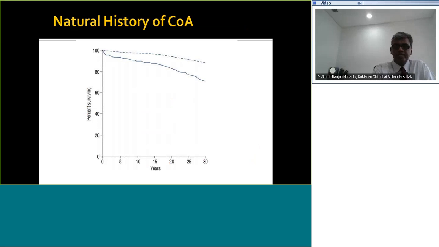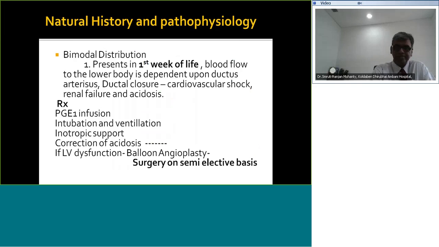So this is a curve that shows the natural history of coarctation. That means at the age of 30 years, almost 40% of the population has demised, so survival at 30 years is roughly around 60% without intervention. Now coarctation, by natural history or pathophysiology, presents in a bimodal distribution.